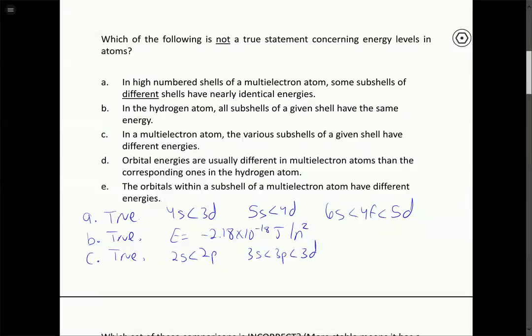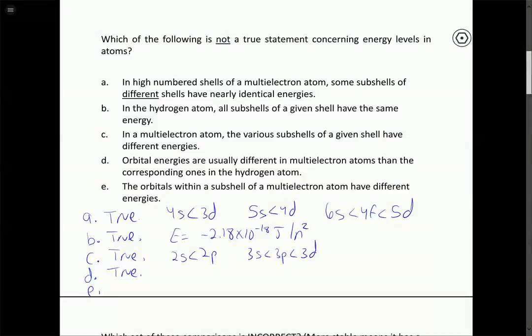Choice D. Orbital energies are usually different in multi-electron atoms than the corresponding one in hydrogen atoms. And this one, as we talked about in class, the orbital energies for hydrogen only depend on the value of n, the first principal quantum number. For multi-electron atoms, they depend on n and l. You have more protons in the nucleus. You have electron-electron repulsion. So while it's certainly true that you could have the same orbital energy in hydrogen and in a different atom, it's not likely. So D is also true. In general, as you add more protons to the nucleus and as you add more electrons to the given subshell, the subshell energies are going to be significantly different than what you would see for hydrogen.